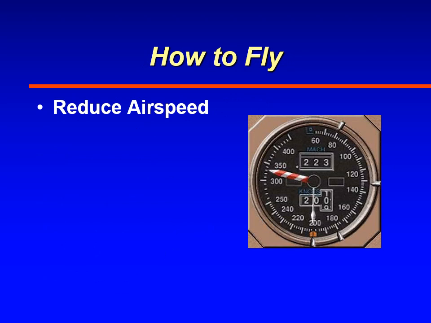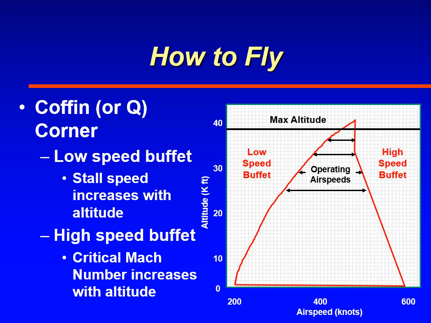Other things to be concerned with when you're flying at high altitudes: you don't want to overstress the aircraft, so you want to perhaps reduce the aircraft to recommended turbulent penetration speed. Also, you should know that as you increase your altitude, your low speed buffet, in other words stall speed, increases with altitude, and your high speed buffet, in other words your critical Mach number, actually decreases with altitude. So they converge at your maximum altitude.